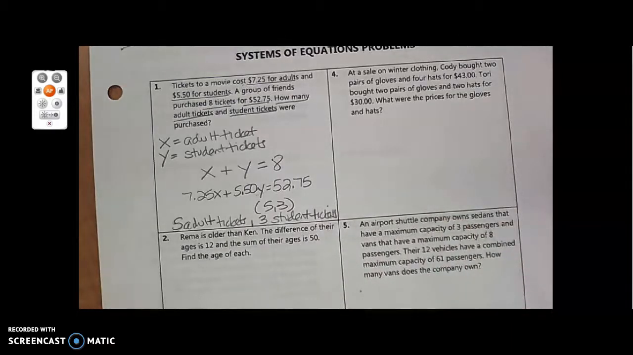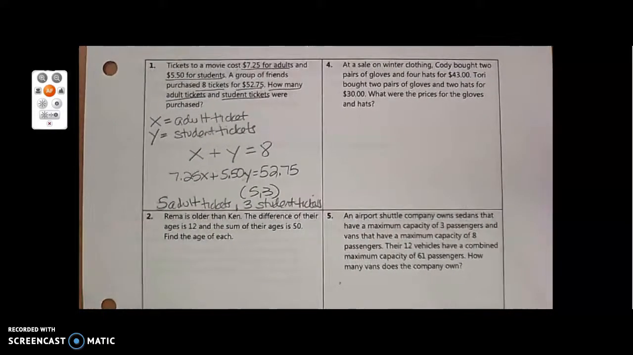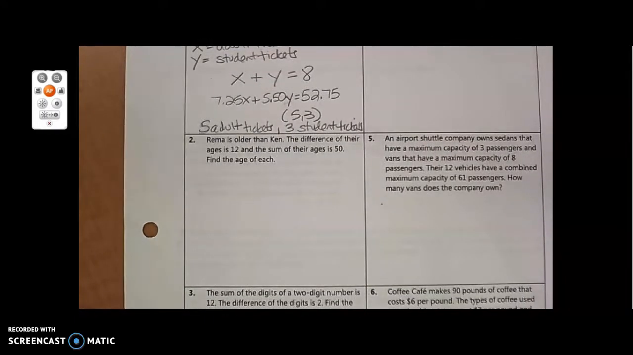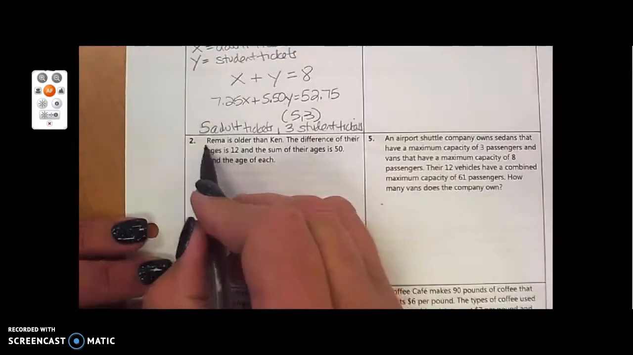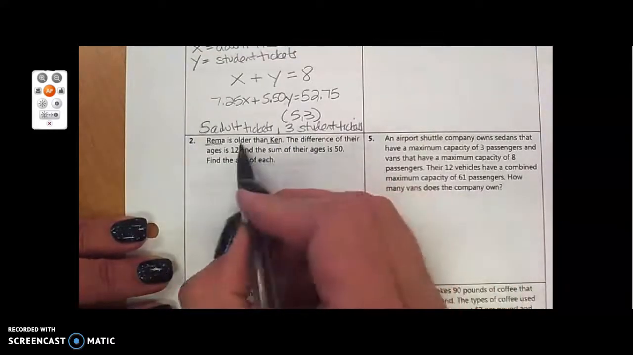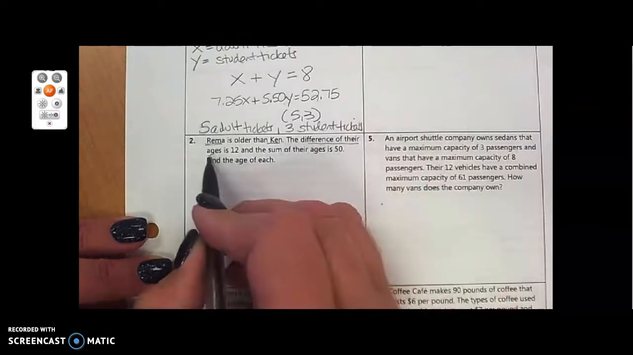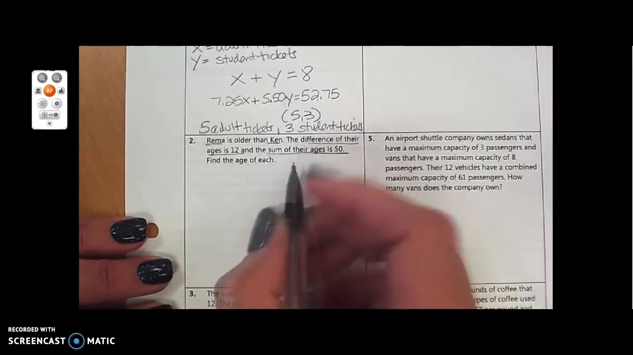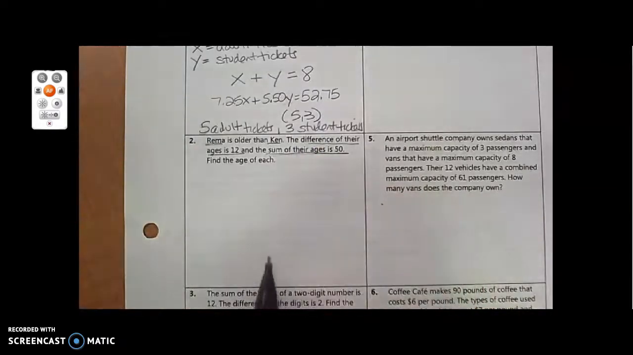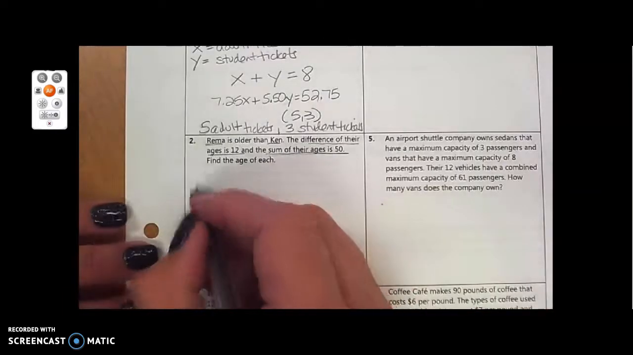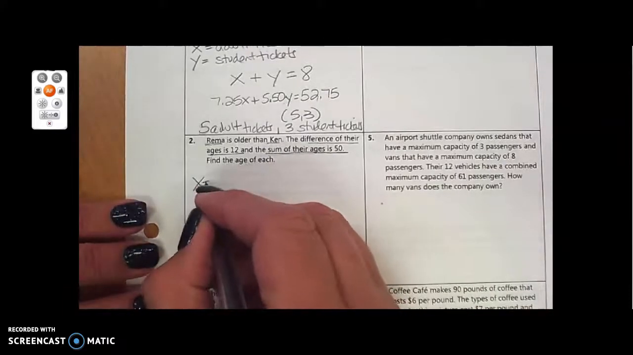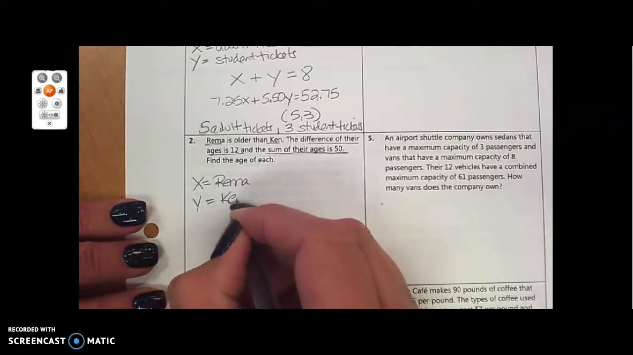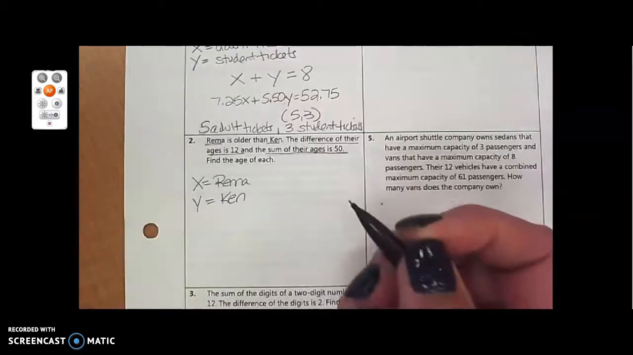All right, let's look at number 2. Sorry. All right, Rima is older than Ken. The difference of their ages is 12. The sum of their ages is 50. So we need to label our X and our Y, because I always like to use X and Y. Let's say X is going to be Rima, and Y is going to be Ken. I always just choose the first thing to be X, the second thing to be Y.